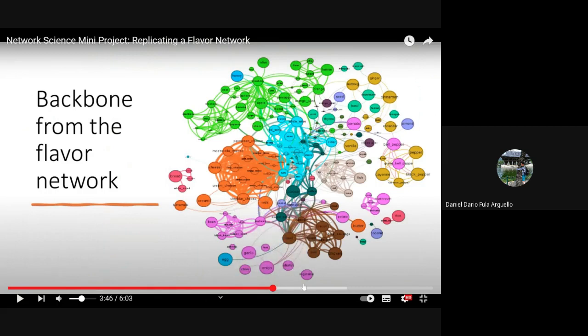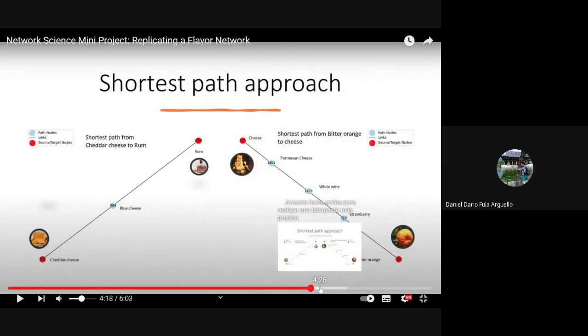Then to visualize that, the full network was impossible, but we had a backbone. We followed a backbone extraction to highlight the ingredients that were more connected. It wasn't in the paper, but we think it was interesting to investigate the shortest path approach, because it shows us how some ingredients share components and could be interesting for creating, for example, new recipes and those.